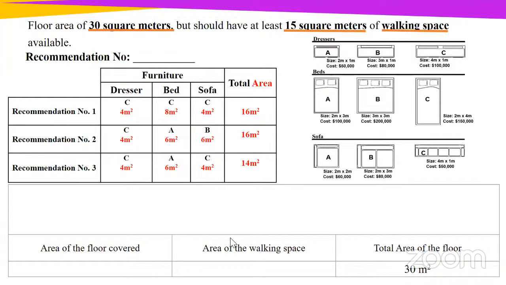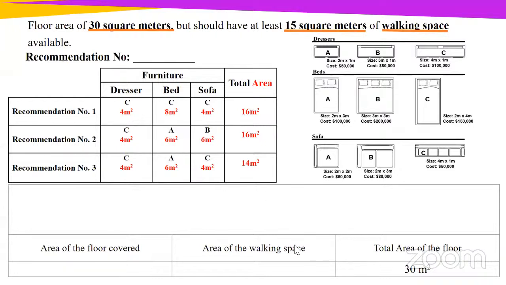Okay, so you're halfway there, Dejanay, but remember we're now looking at recommendation number 3. What's the total area for recommendation number 3? 14 square meters. So what will we be taking away from 30 square meters? 14 square meters. 14 from 30 square meters. And what would be left as walking space? 16 square meters.